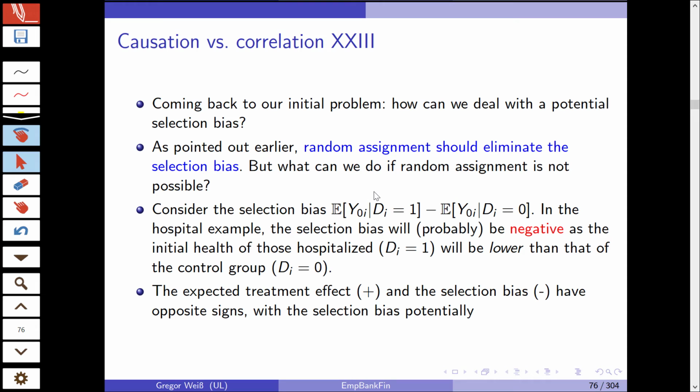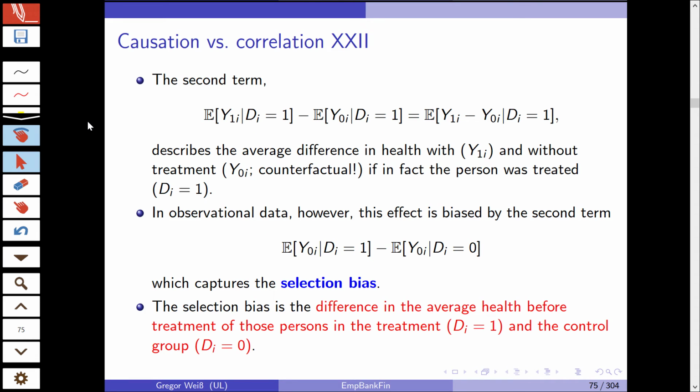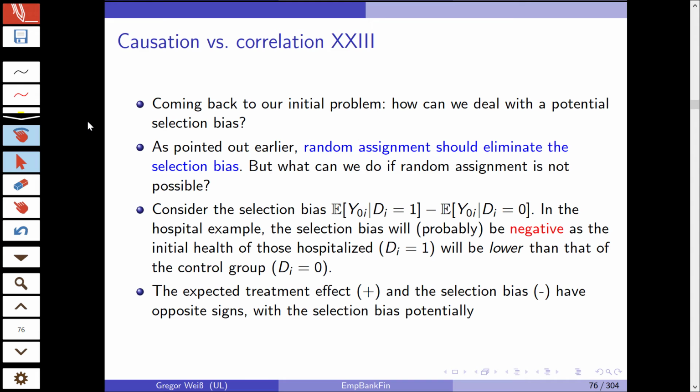Now coming back to our initial problem, how can we deal with this? As pointed out earlier, random assignment should eliminate the selection bias. If we use random assignment, well, the persons here and here, they should be randomly selected into two groups, and we would hope that average blood pressure is 130 or maybe 135 in both groups, and then selection bias should not be a problem.